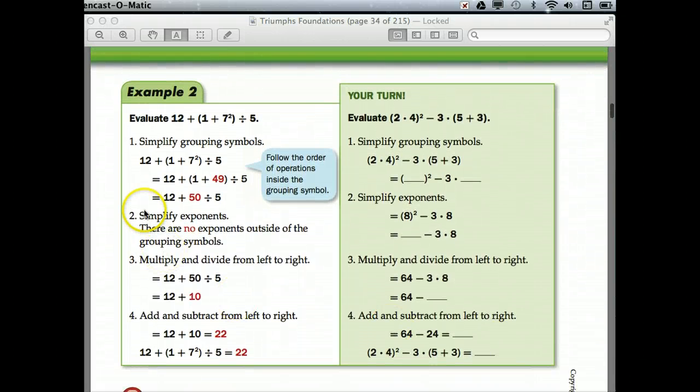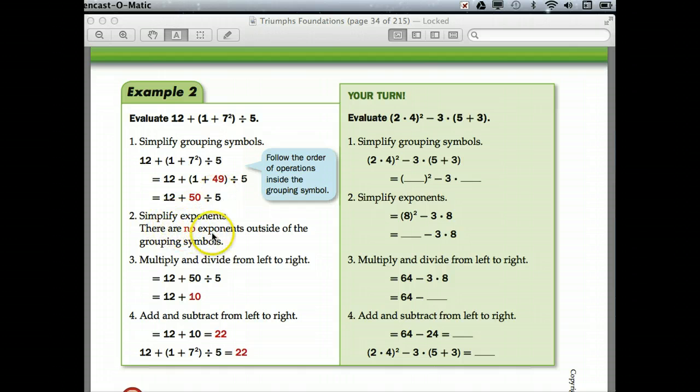Example 2. Oop, here we've got grouping symbols and exponents, so we've got a little bit more of a challenge here. But we're ready for it, aren't we? So, first of all, we need to simplify our grouping symbols. 1 plus 7 squared. But there's something in here inside this grouping symbol. We have to take care of these exponents first. So we've learned PEMDAS, parentheses, then exponents, but we've got exponents within the parentheses. So we actually have to take care of that. Now we can take care of what's inside that grouping symbol. 1 plus 49 is 50. Notice we've rewritten the rest of the equation.